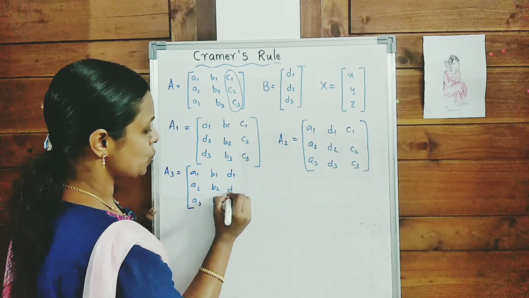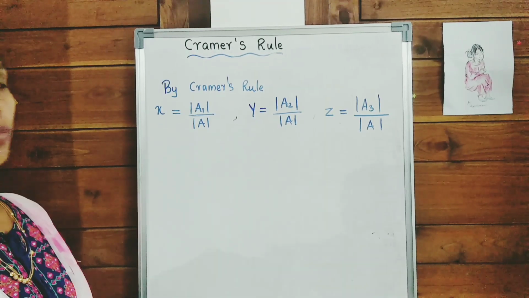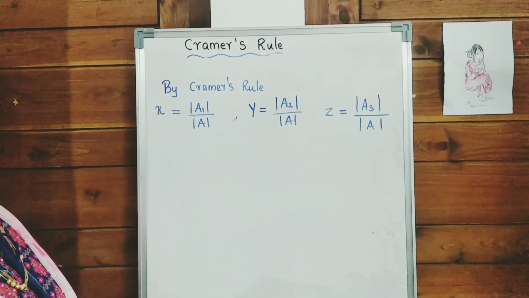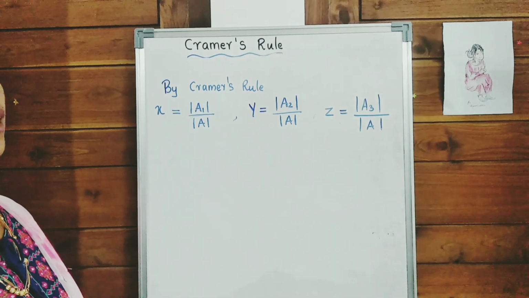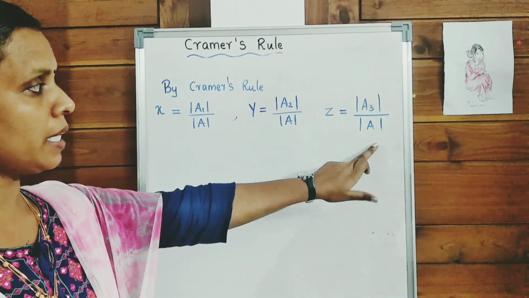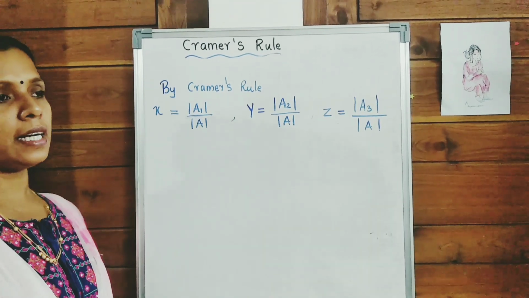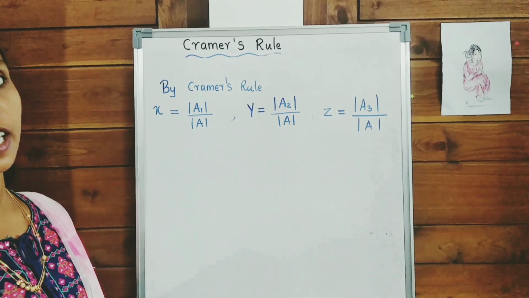By Cramer's rule, we write x is equal to determinant A1 divided by determinant A, y is equal to determinant A2 divided by determinant A, z is equal to determinant A3 divided by determinant A. Using this result, we can find the solution of the given system of linear equations.